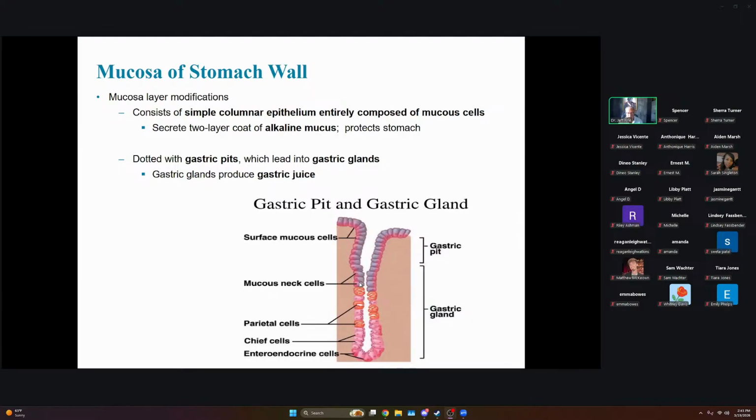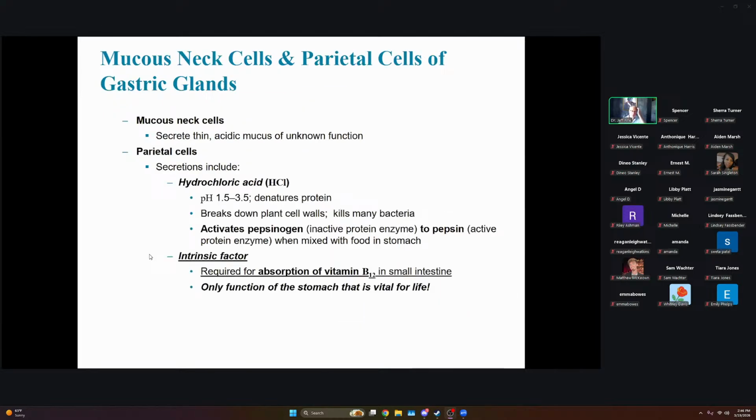Okay? Next, as we move deeper into the gastric gland, we're going to talk about these parietal cells that lie on either side, right underneath the mucus neck cells. And this is where things really do get interesting. This is where hydrochloric acid is synthesized, created, and then secreted. Okay? So this is where the hydrochloric acid, that chemical and physical breakdown mechanism within the stomach, comes from.